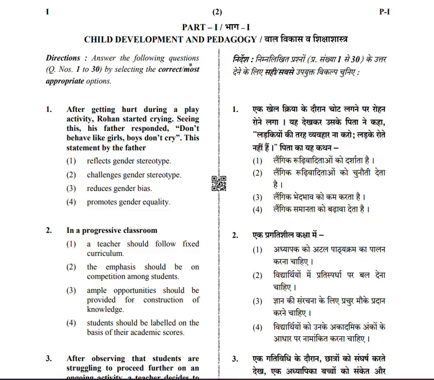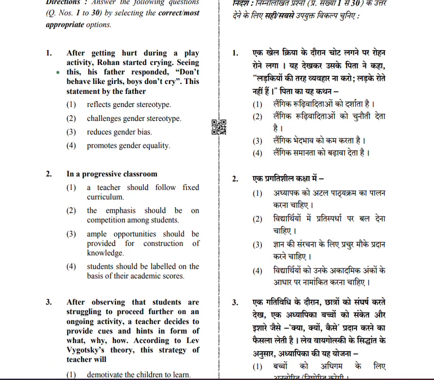So in the first part of child development and pedagogy, we'll discuss one by one now. First question is, after getting hurt during a play activity, Rohan started crying. Seeing this, his father responded. So they are given a situation here. Don't behave like a girl, boys do not cry. So what does this statement indicate? They are given 4 options here. Reflects gender stereotype, challenges gender stereotype, reduces gender bias and promotes gender equality.